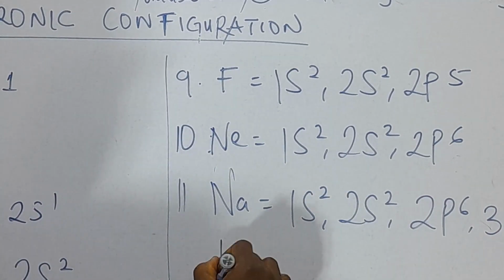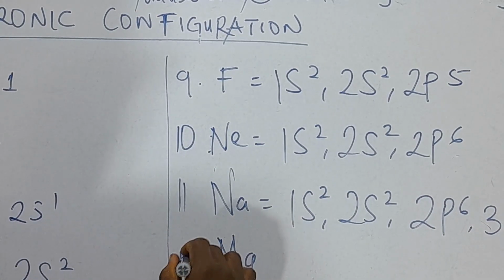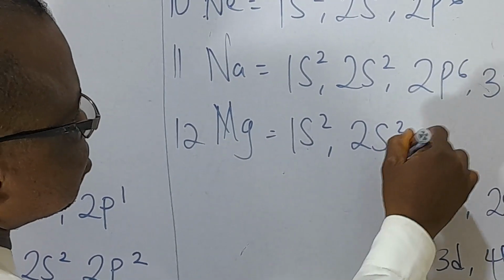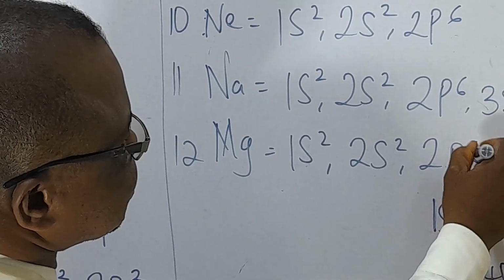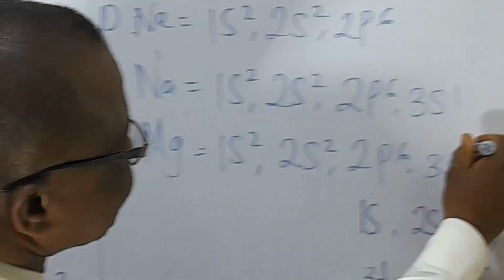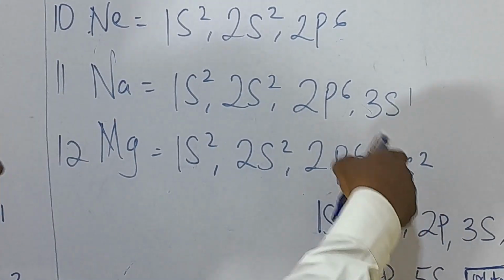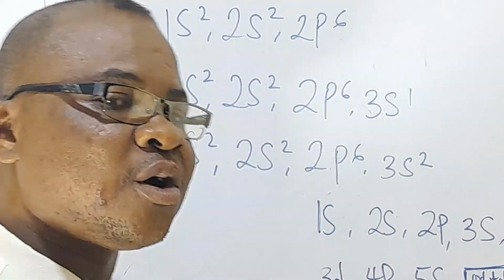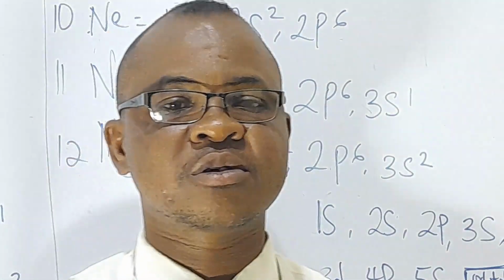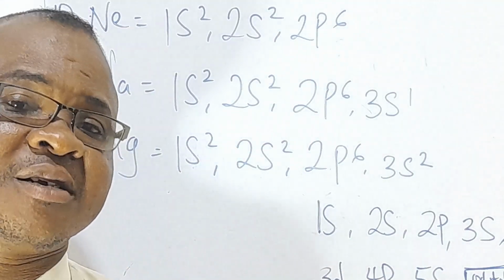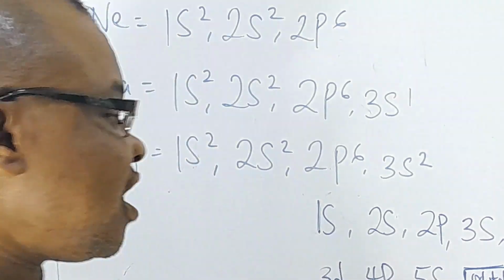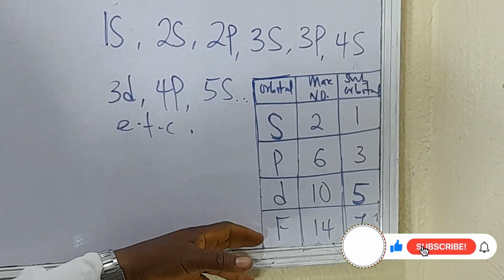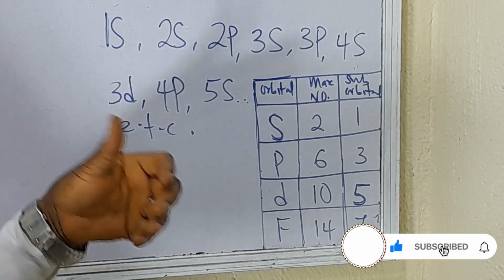Number 12 is magnesium: 1s2, 2s2, 2p6, 3s2. Magnesium is going to be in S2. Did you get that? Did you get the sorting into blocks? We have 4 blocks on the periodic table: the S block, the P block, the D block, and the F block.